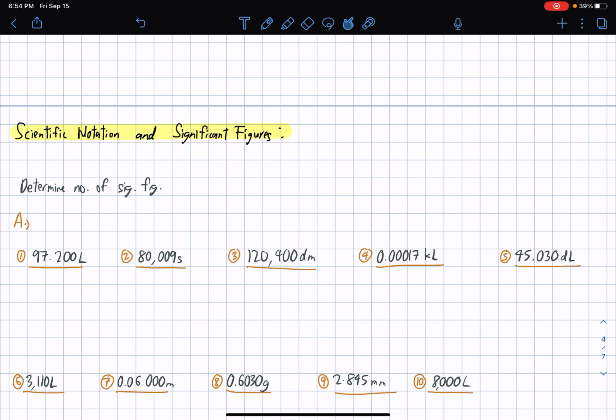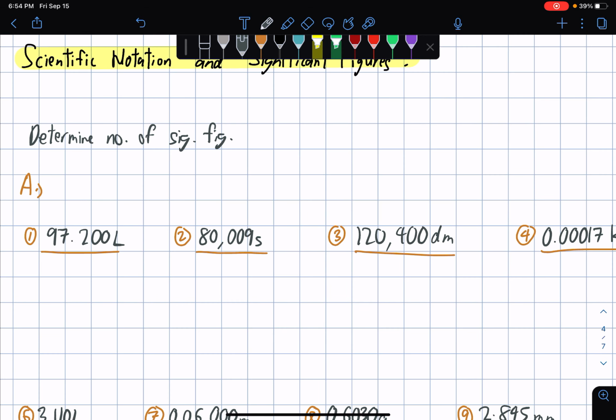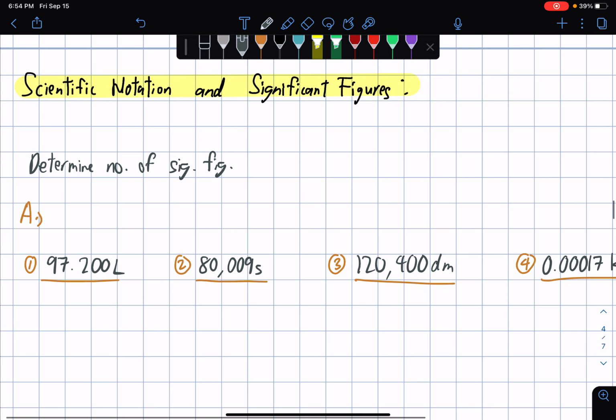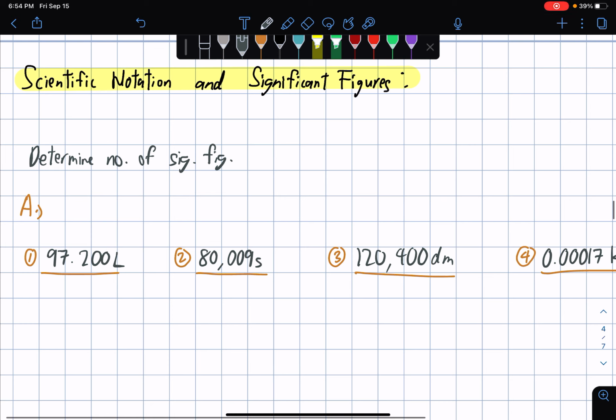In this video, we will be talking about scientific notation and significant figures, as I promised. We'll be answering problems, and I'll be demonstrating the policies that you have to know in order to determine how many significant figures there are in, say, a whole number or a decimal number.